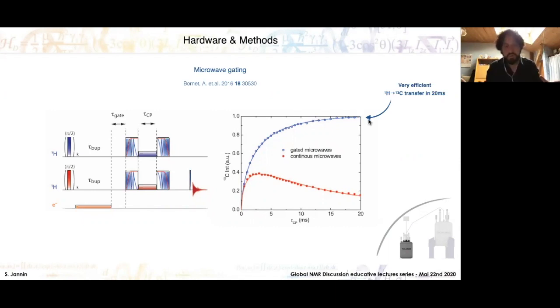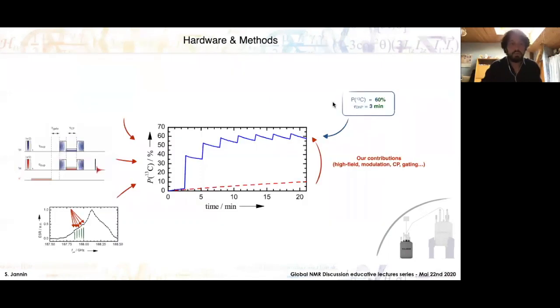And now if we take all these ingredients together, so the high field, the microwave modulation, the CP, and the gating, it's a lot, but this is what you get. So you need your coil, you need your sequence and your modulation.